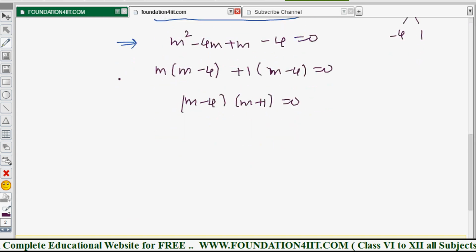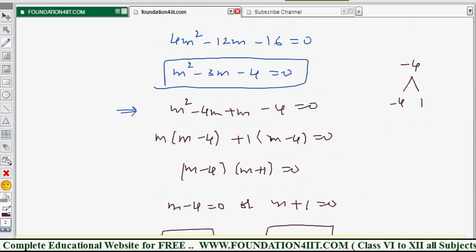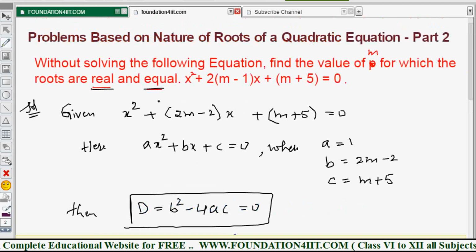Now separate this by the zero product rule, that is m − 4 is equal to 0 or m + 1 is equal to 0. From this, m = 4, so one of the answers, or m = −1. These both are the answers now. So hence the required values of m are 4 and −1, right? These are the answers. The main thing is we need to see the given condition, whether roots are real or equal or not equal. So next problem I will show when the roots are only real, they are not mentioned equal, then how to solve. That problem also let us see now.